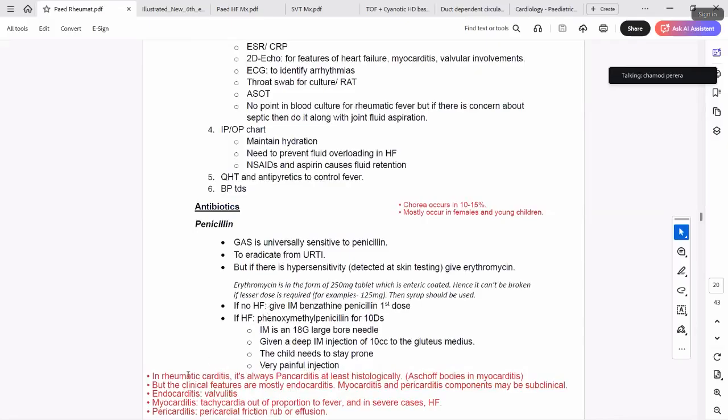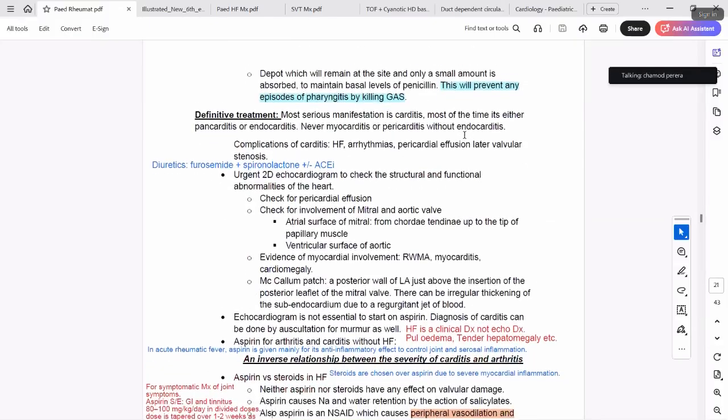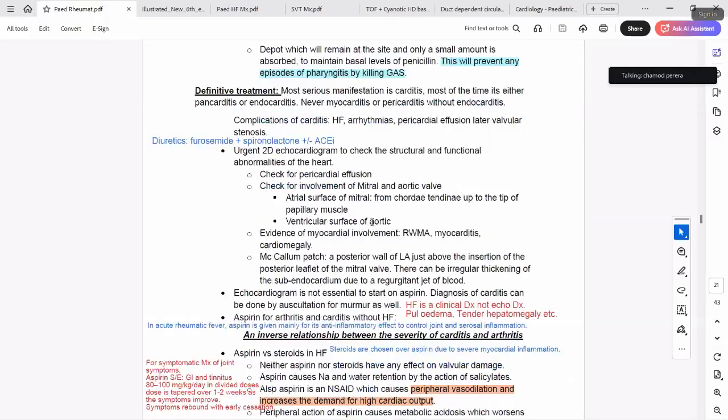And also in rheumatic carditis, it is almost always a pancarditis that involves the endocardium, myocardium, and pericardium. In the myocardium, you have the classical Aschoff bodies. So Aschoff bodies are pathognomonic in rheumatic fever, right? Endocarditis will manifest in the form of valvulitis. Pericarditis will have a pericardial rub or effusion, and myocarditis will have tachycardia out of proportion to the fever, right? So that is the other thing about the pathology.